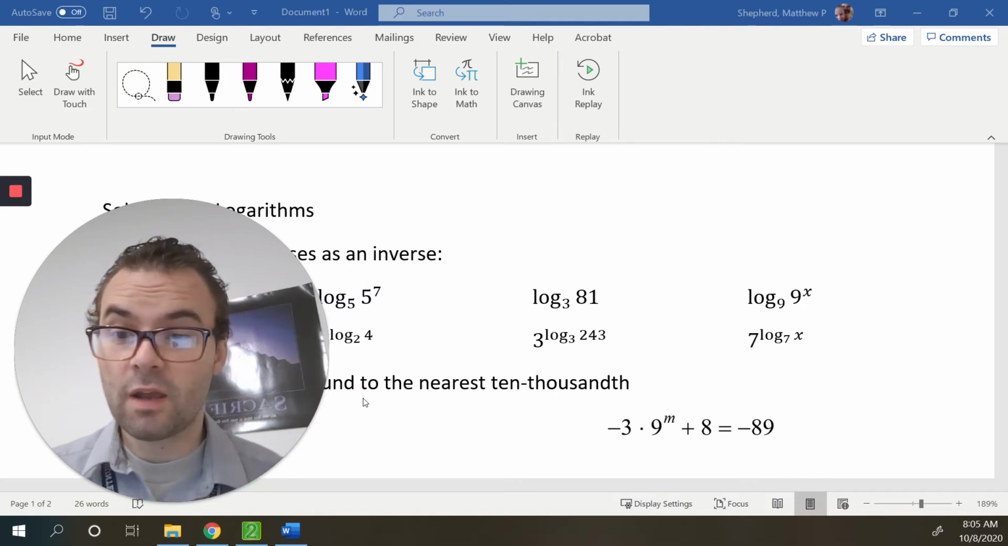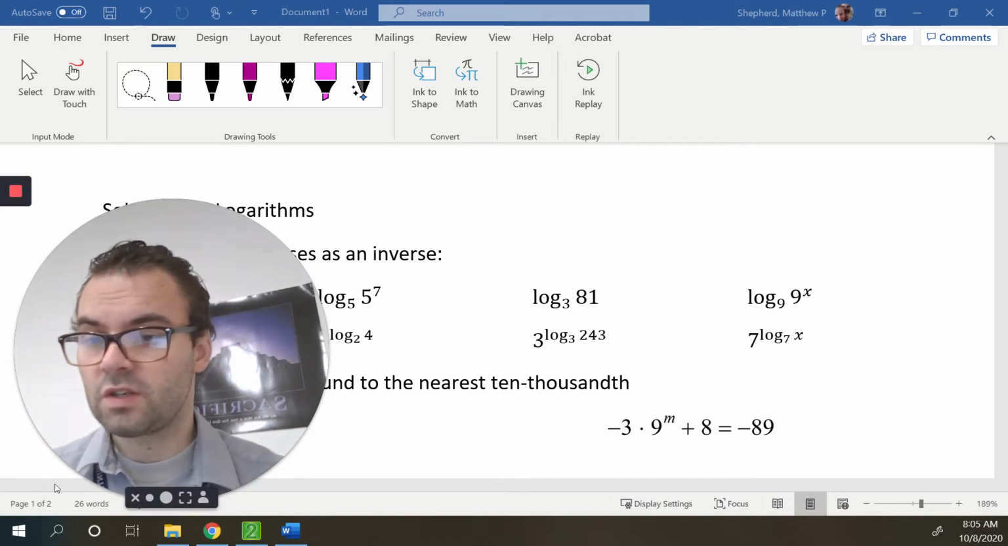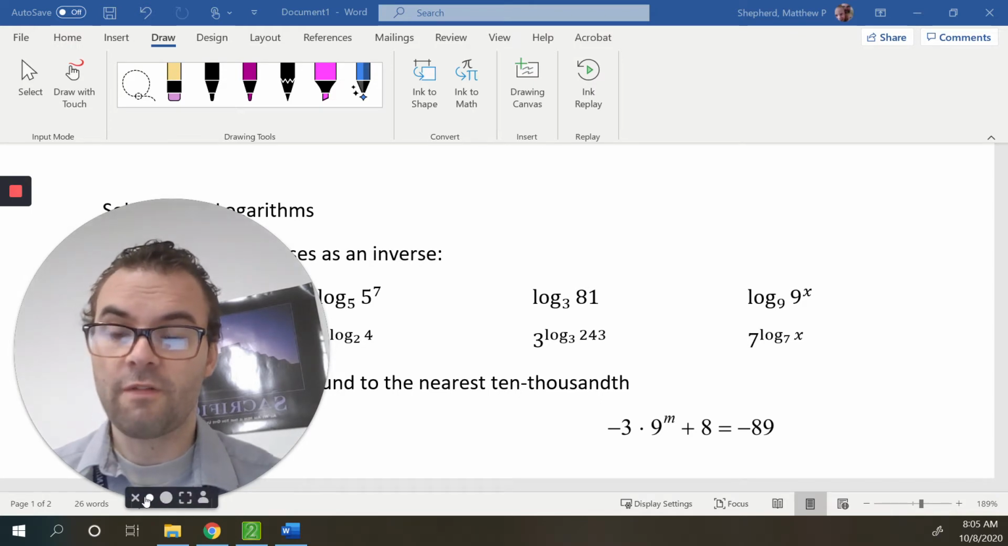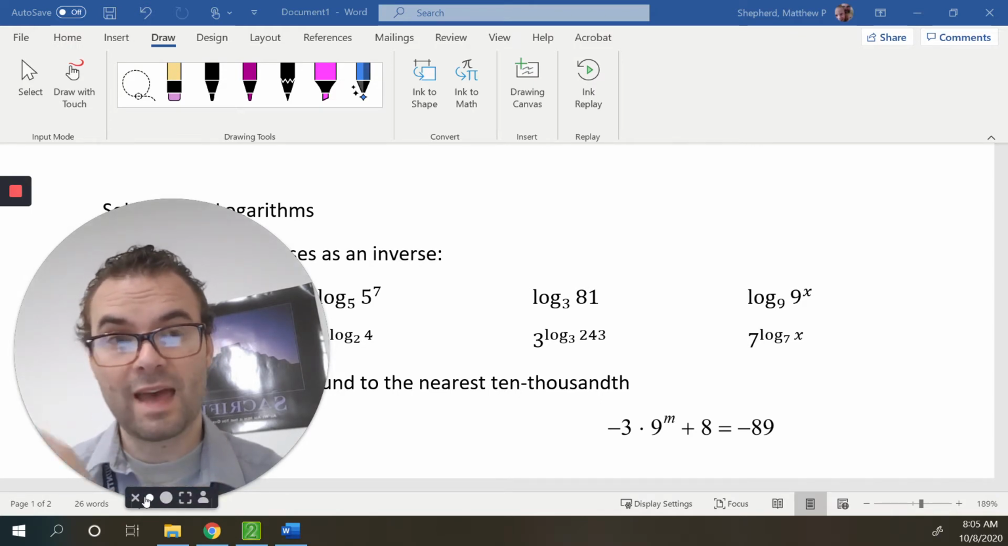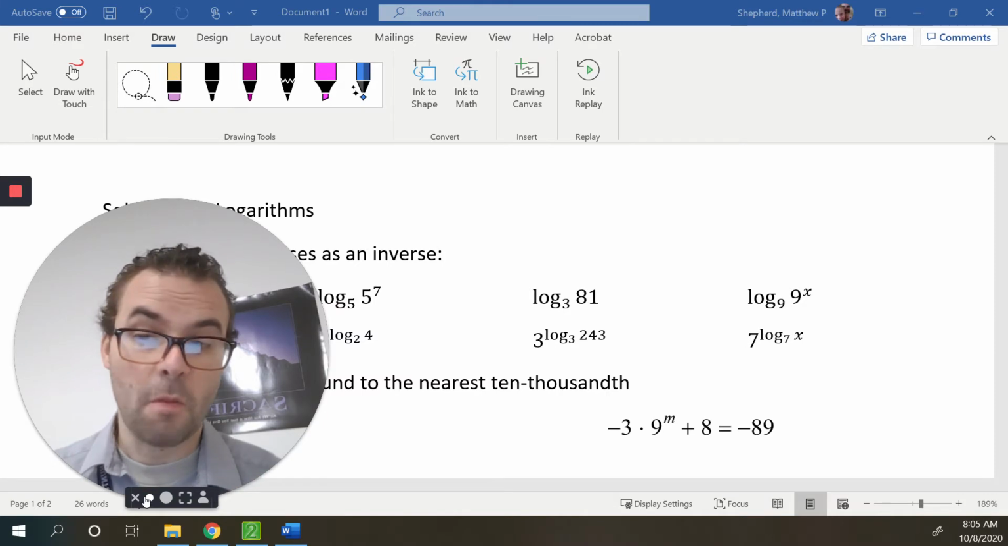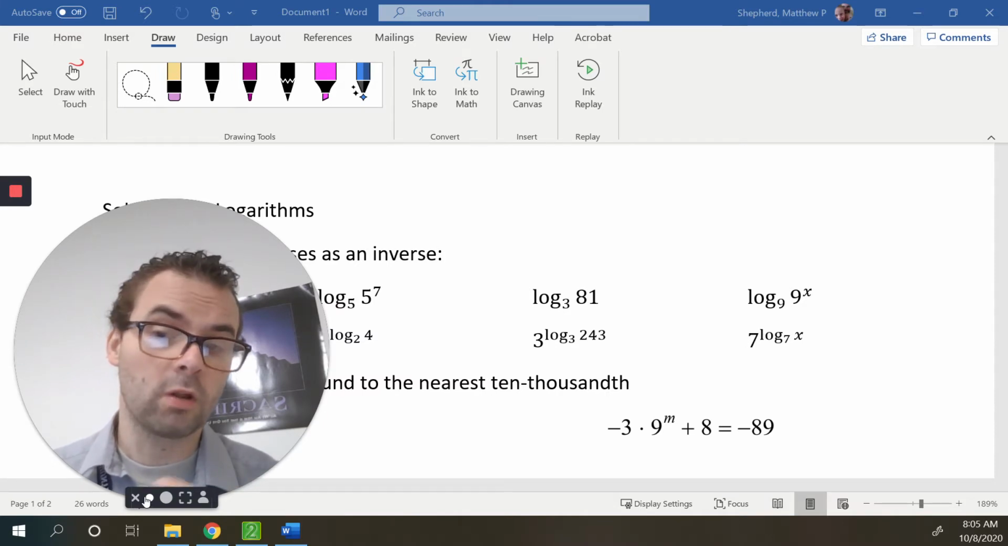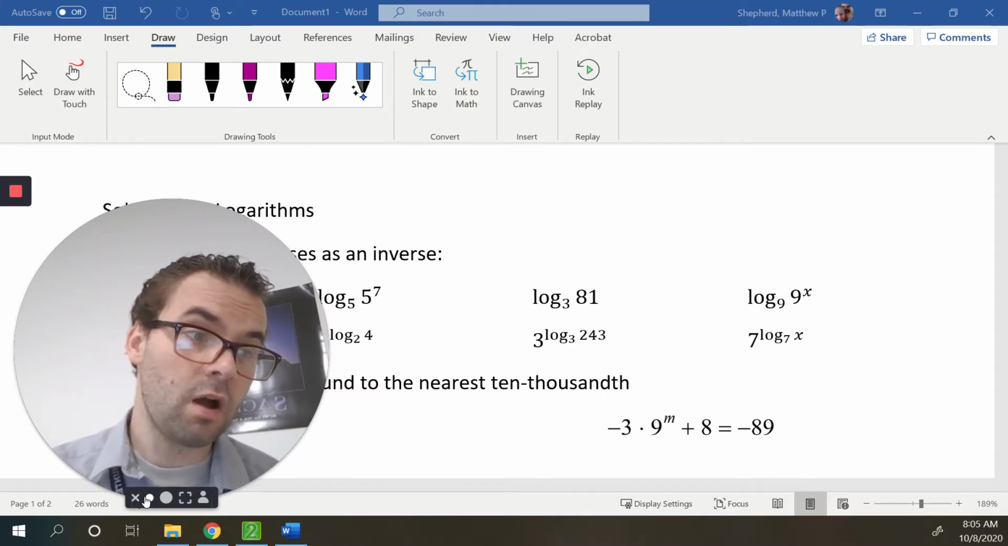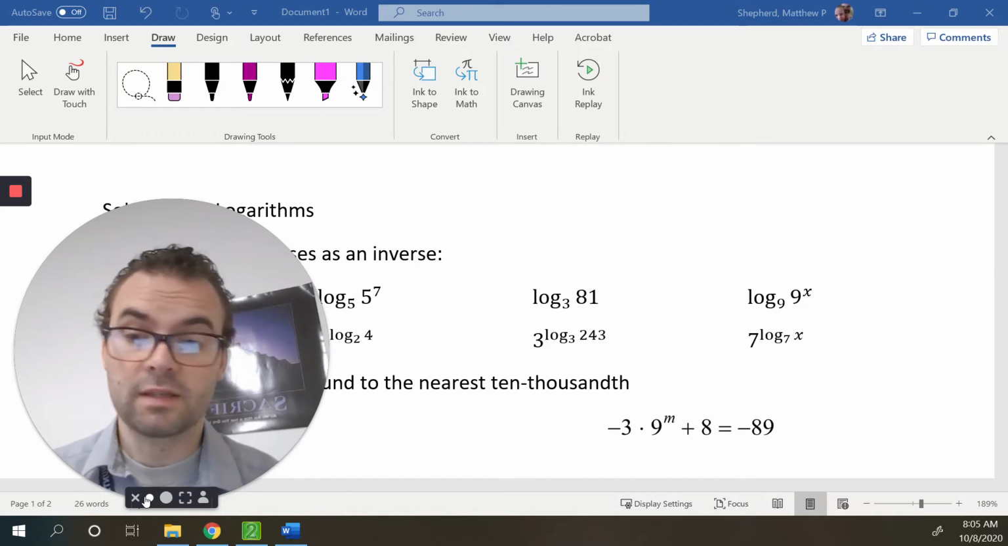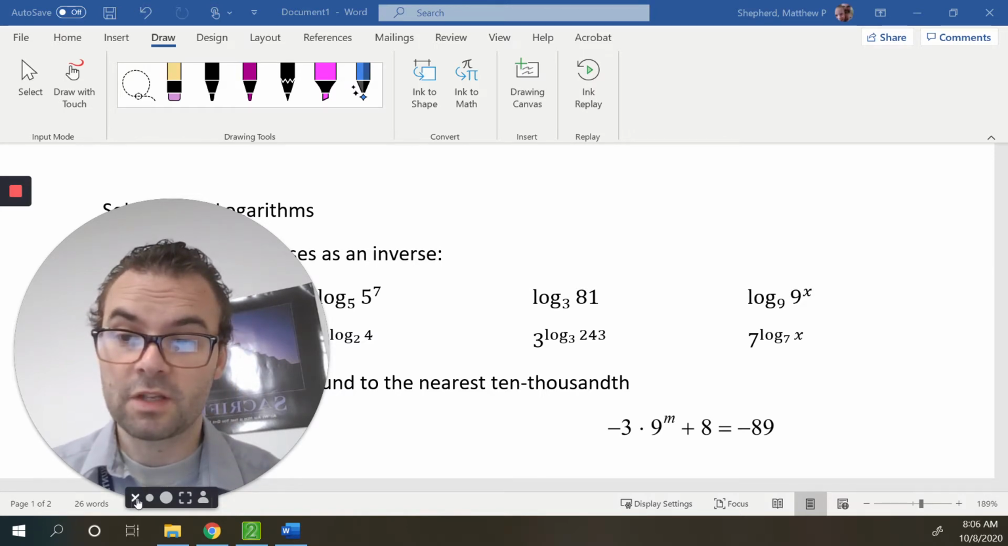Today we're going to be talking about solving logarithms. So these are going to be equations that involve exponents that we're going to try to get rid of their bases by using a logarithm, or logarithms that we're going to try to get rid of the logarithm using the base of an exponent. So let's go ahead and get started.